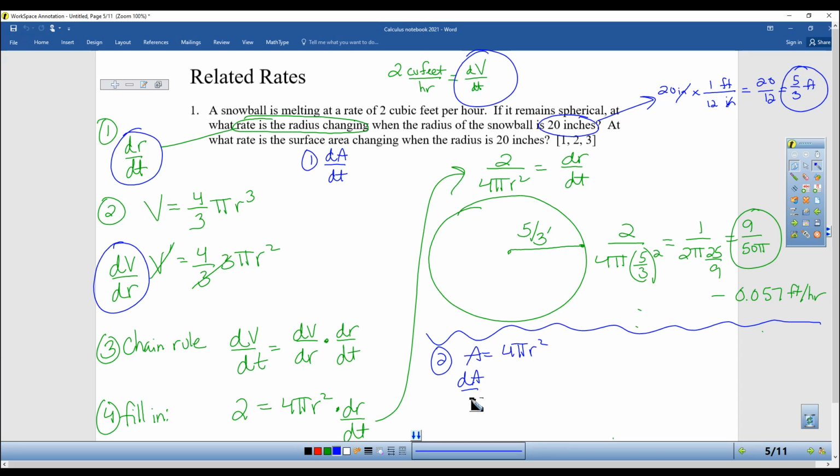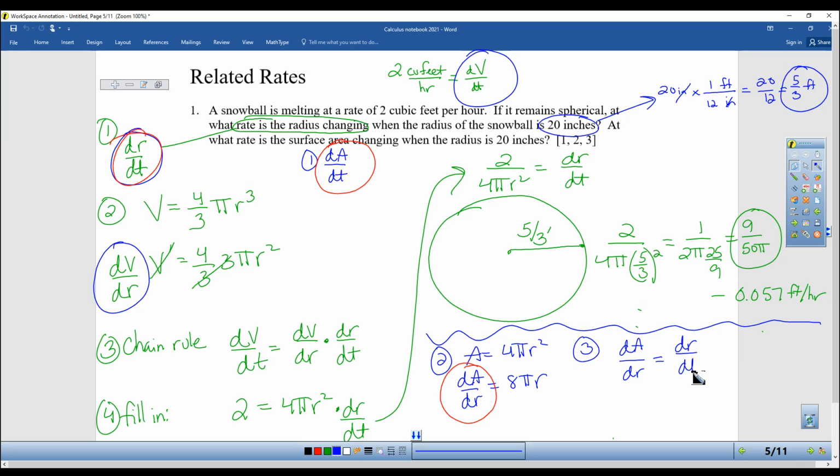So back to our problem, dA dr is 8 pi r, but we don't want dA dr, we want dA dt. So what did we do last time? We thought of a chain rule that connected the things that we knew and dr dt with the things that we want to know. So my chain rule is going to be dA, and you have to figure it out, like, do I want the dr here or do I want the dt here? Because I have two choices, right? But I need the dr to end up on the bottom. And if I look at the three that I'm working with, the dr is going to be on top.